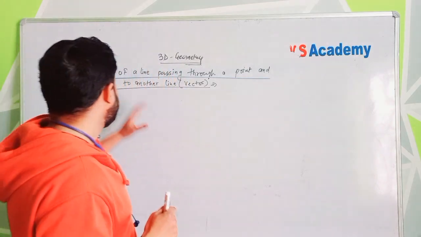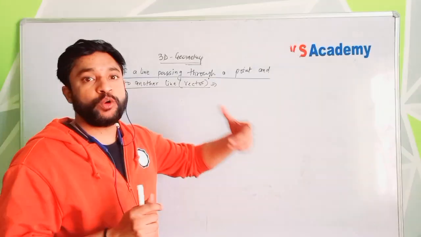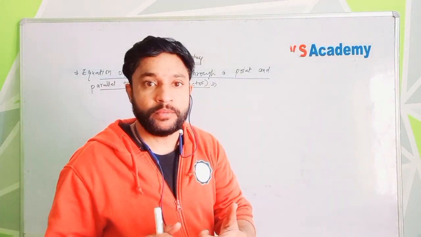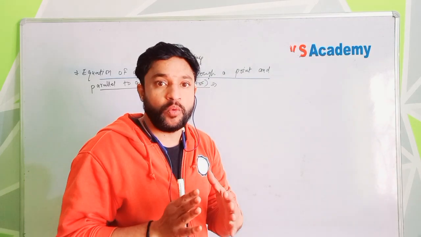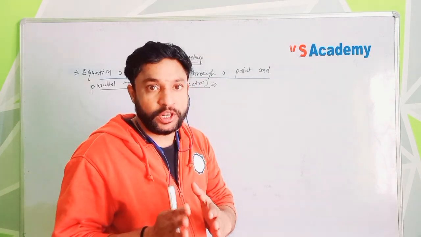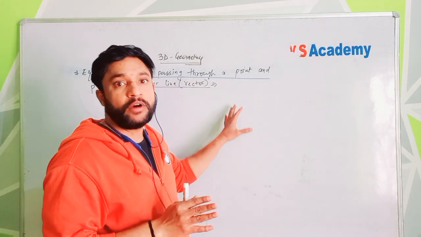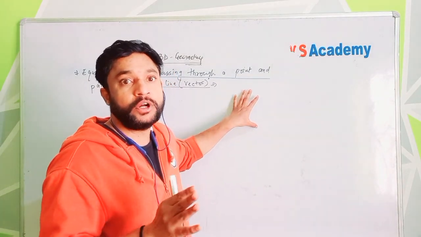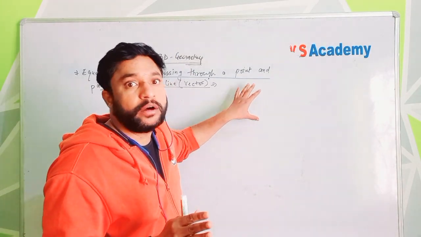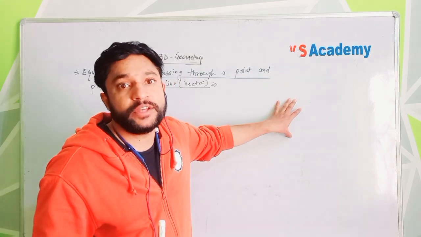Now we discuss an important portion of 3D. We want to find the equation of a line which passes through one point and is parallel to another line, or we can say a vector. We have to find the equation of the line in Cartesian form as well as vector form.